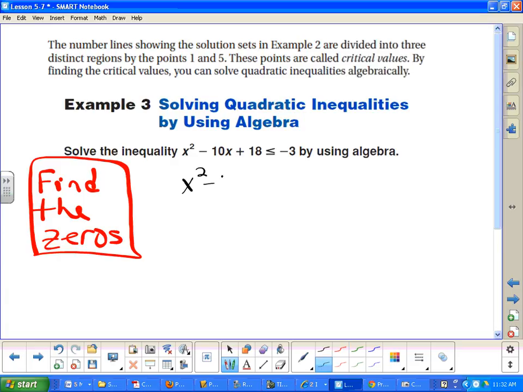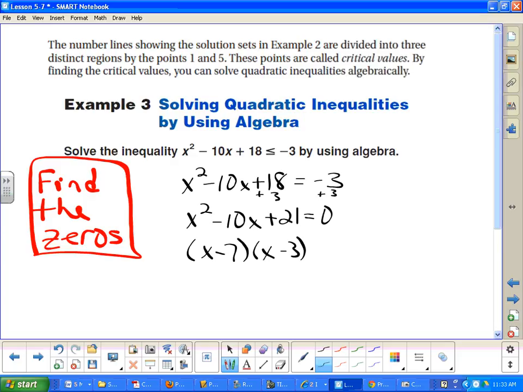So that means I'm going to set it equal, use the equal sign. Which means now I can either complete the square or get it equal to 0 and hopefully factor it. Okay, so I'm going to add 3, and hopefully this is something I can factor. All right, so I added 3 to both sides. Can we factor that? Factors of 21 that add up to 10. 7 and 3, okay? So I have x minus 7 and x minus 3 equals 0. So x equals 7 or 3, right?